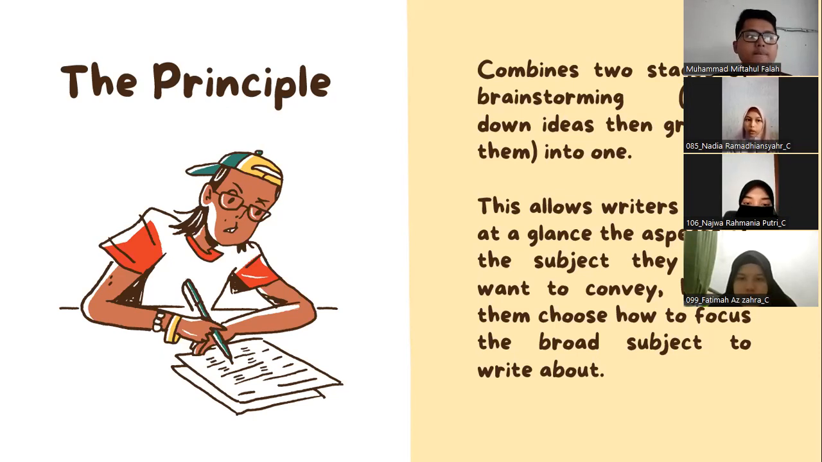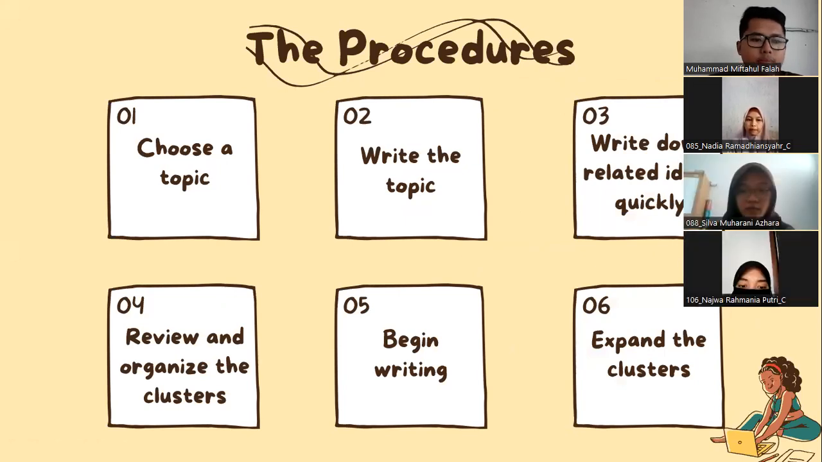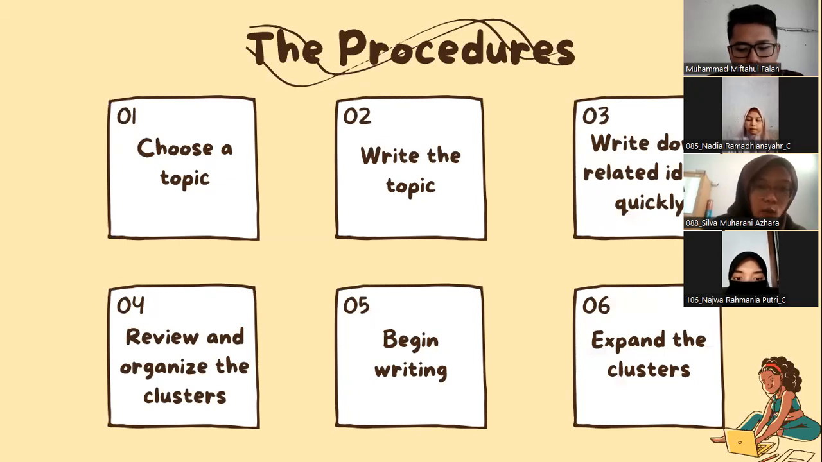Okay, next Silva will present about the procedure. Okay, thank you. I am here to talk about the procedure. The first one is choose a topic. Determining the topic is important because the topic will be the main focus and the basis for development of the writing. The second is write the topic. After refining a topic to write about, there is grouping, starting from the main topic and then subtopics. The main topic will be a center that can connect all the ideas and subtopics. To make it easier, draw a circle around it.